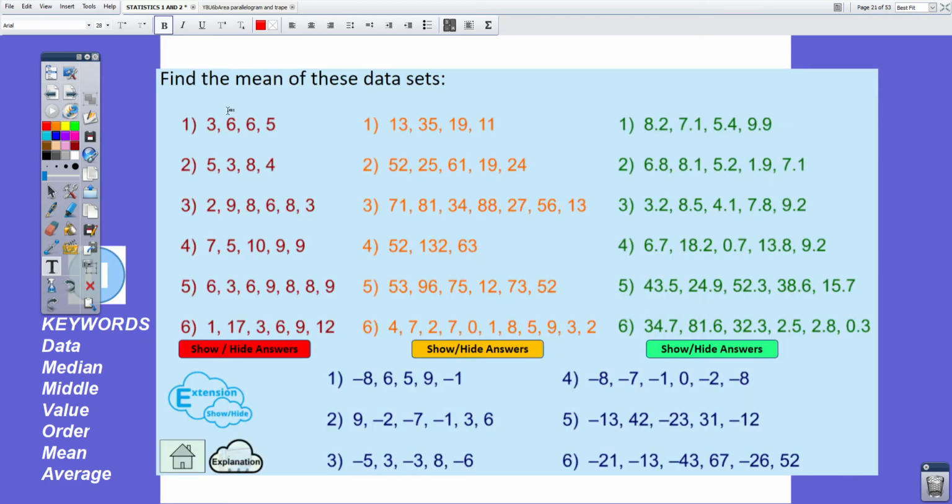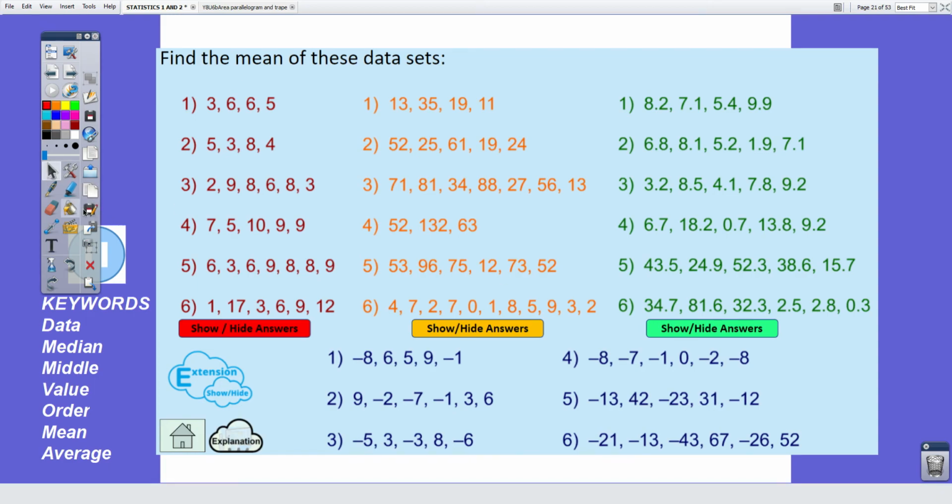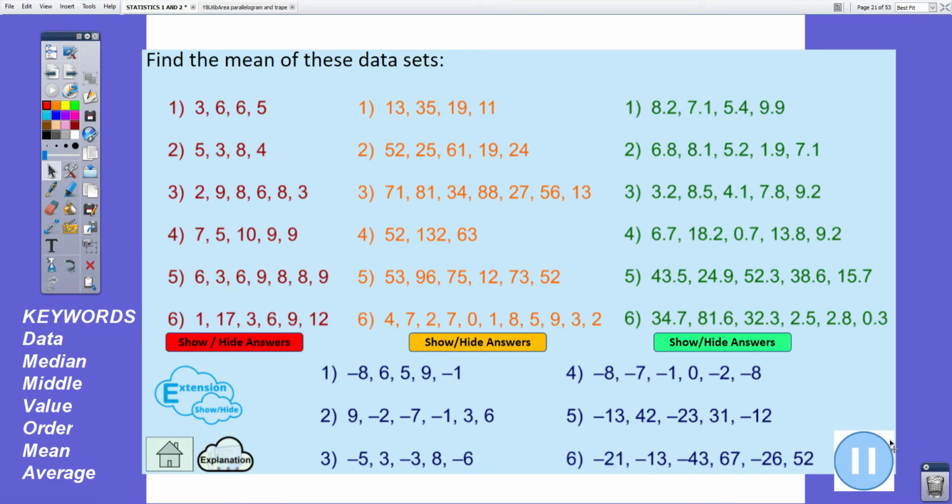So for our final exercise today, we have to find out the mean of the following data sets. Again, we've got bronze, silver, gold, and extension. The extension questions here involve negatives. The gold involves decimals. Bronze, very straightforward numbers. Silver, more difficult numbers. Choose a point where you feel more confident starting. Challenge yourself if you want with the extension questions, which are quite difficult. I will put the pause button down here. Pause the video and have a go.